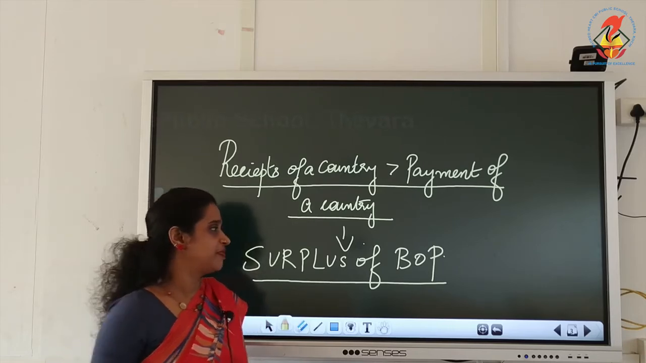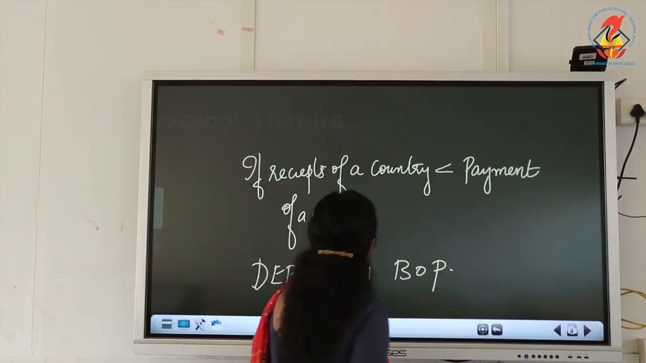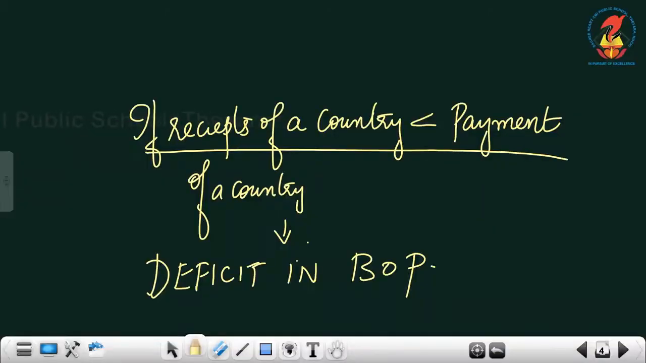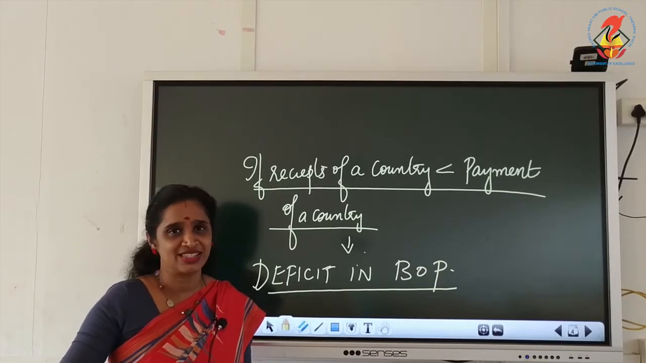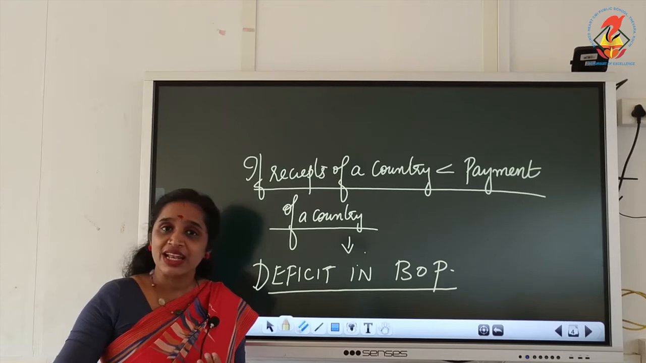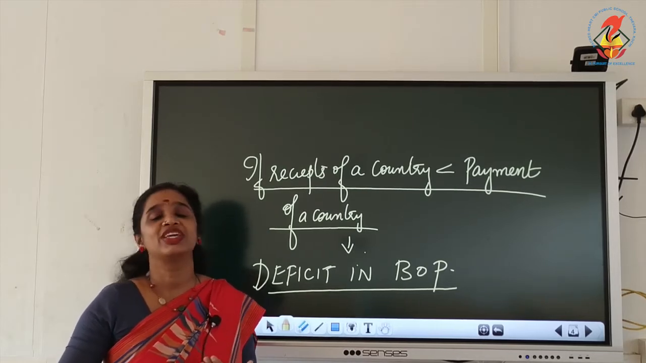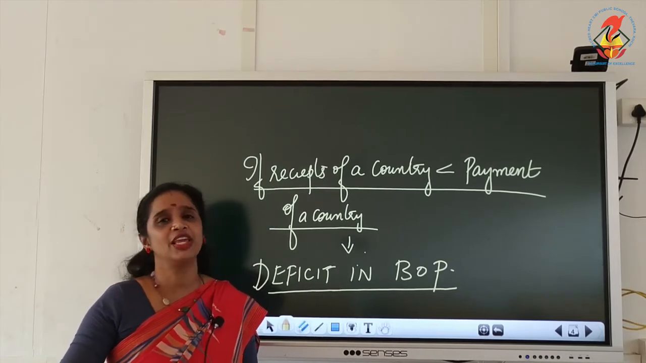Likewise, when the receipt of a country is less than payment of a country, there is a deficit in the balance of payment. When the receipt is less means when the inflow is less. When is our inflow less? When our exports are less, our inflow also will be less. So when the receipt or inflow is less than outflow, we can say there is a deficit in the balance of payment.